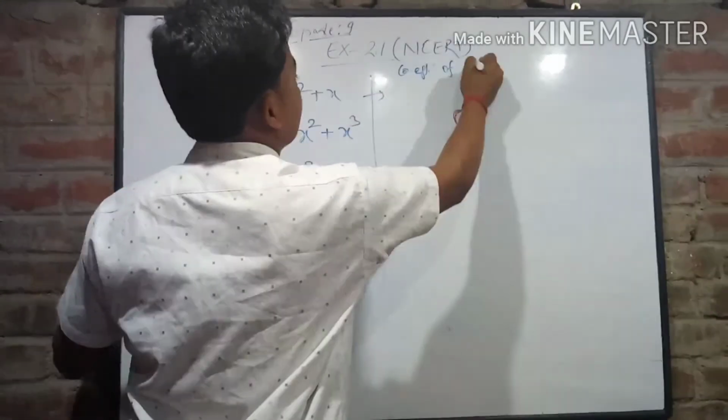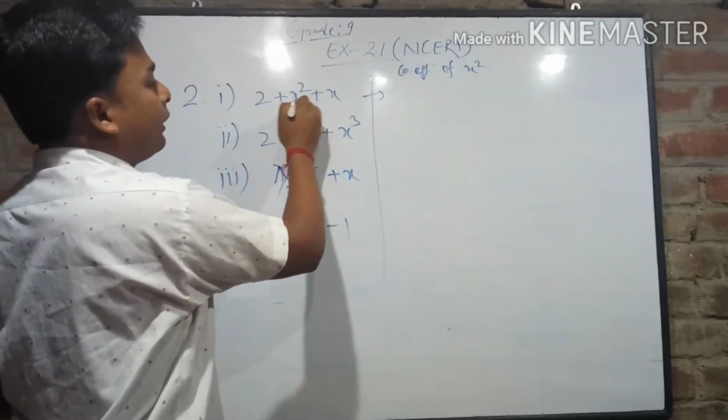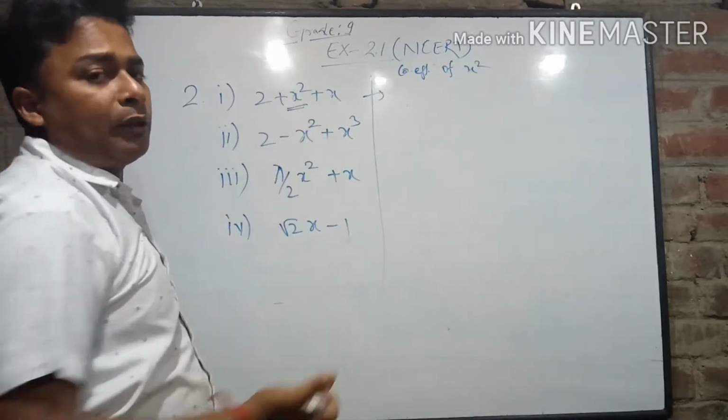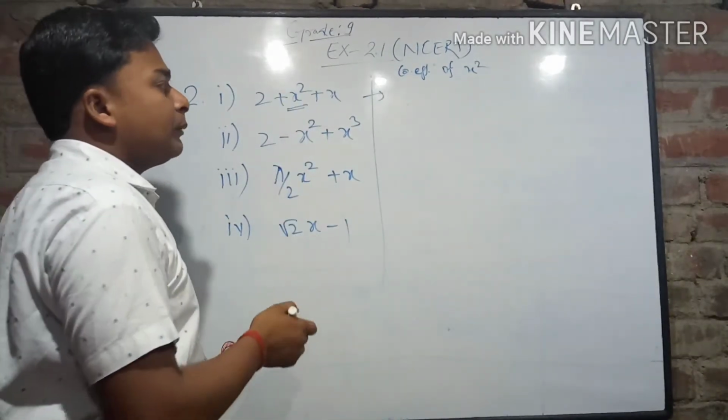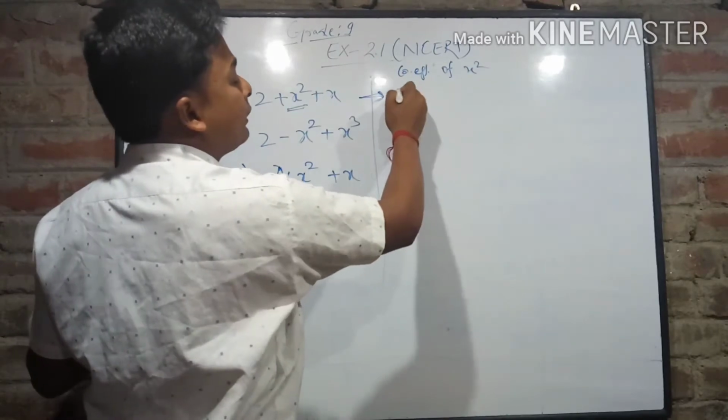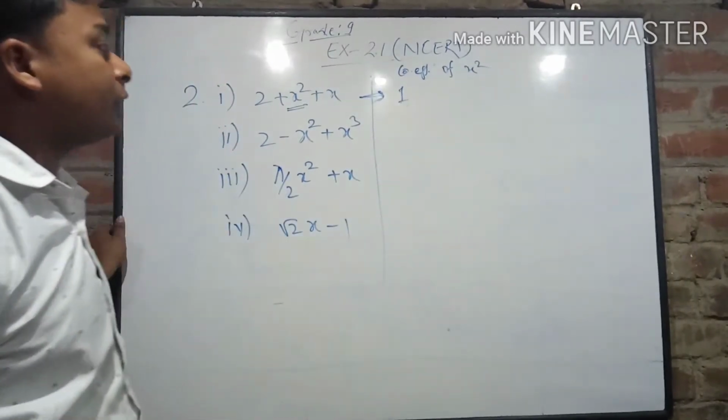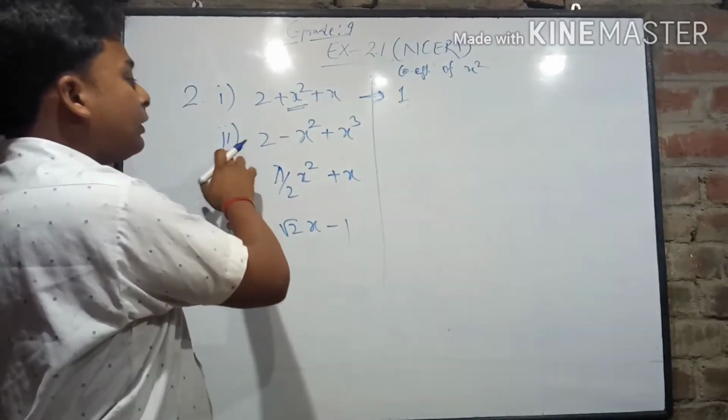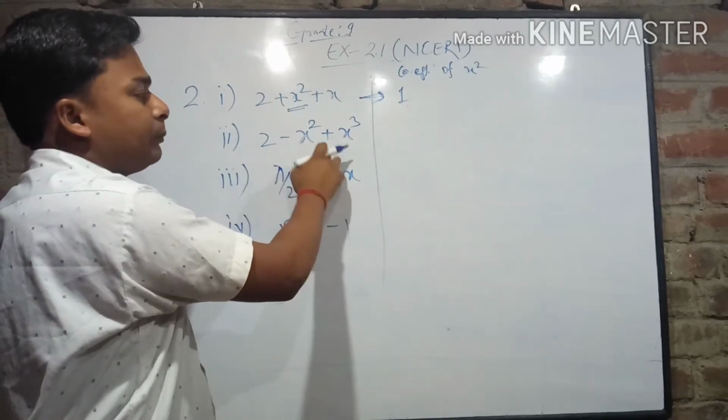So here the x square is here. You can see that there is no number. So if nothing is multiplied, then we assume that 1 is the coefficient of x square. Similarly, in question number 2, 2 minus x square plus x cube.